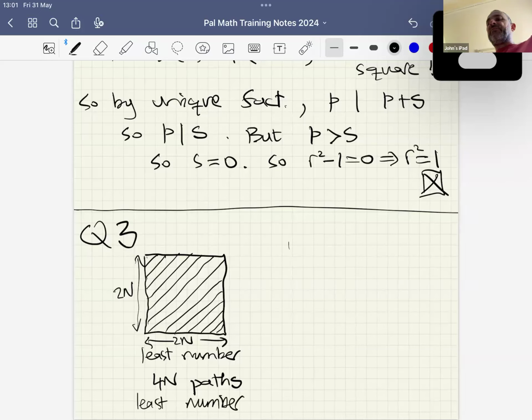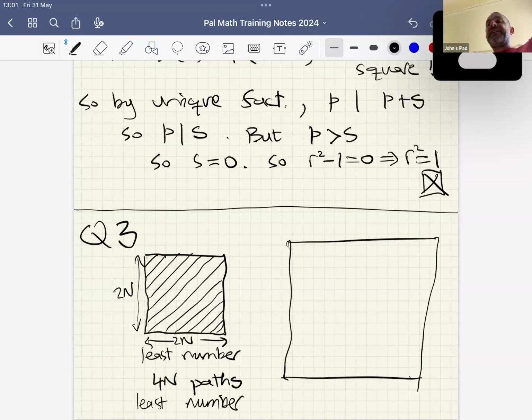And then the largest number, you basically construct them as follows. Apologies for my terrible diagrams. You can have corner paths like this. And then along the boundary, you've got paths like this.